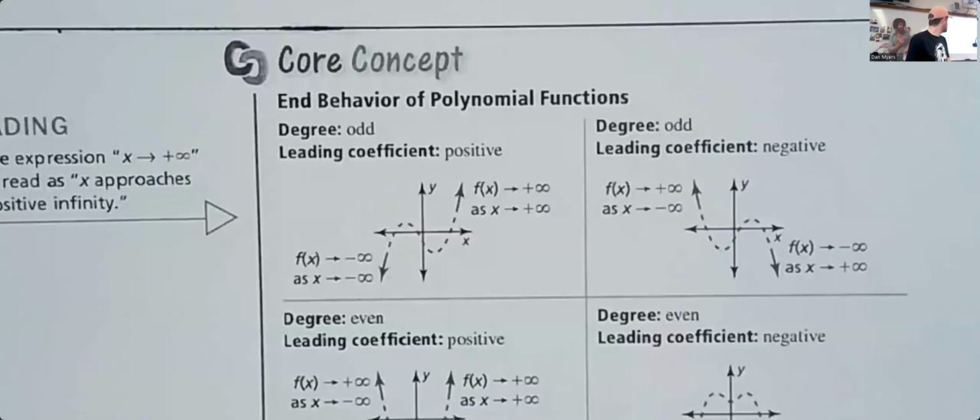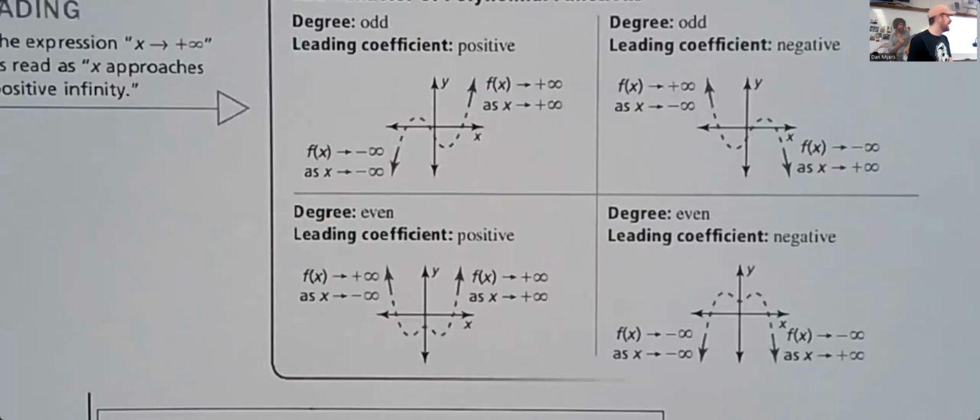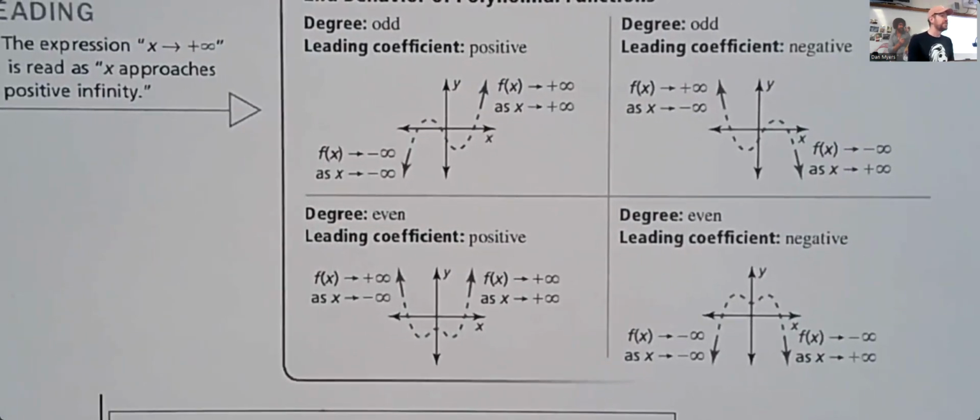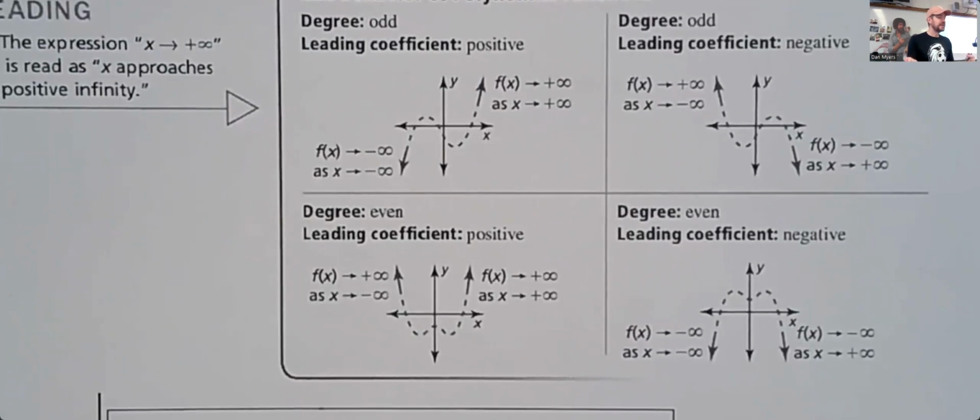Okay. Next page. This looks pretty complicated. It's really not that bad. This is talking about end behavior. So we're talking about what's going on with the end of these polynomials when we have certain exponents and certain values of a. Certain values of a meaning, is the lead coefficient positive or negative, that kind of thing.